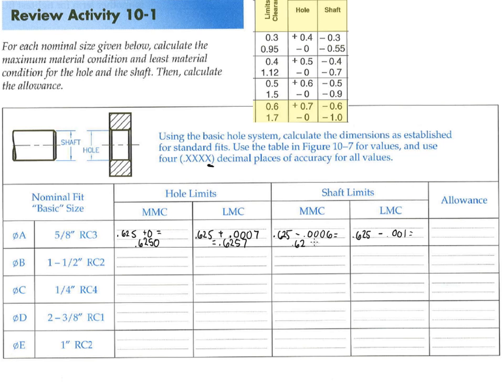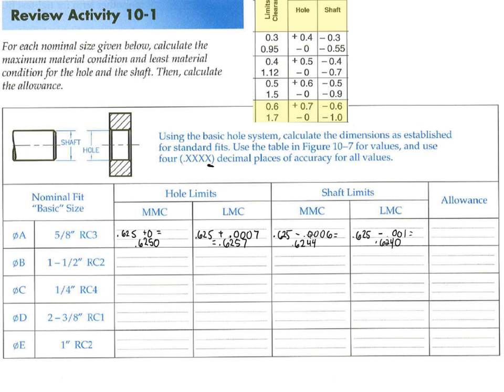And sorry about the graphics tablet. This is my first time using it to make a video, and I'm learning how to write on it. Okay. So this number here is bigger than that number there. So for the shaft, I chose correctly. That is my maximum material condition. This is smaller. Oh, I need a 0 right there. I need 4 decimal places. You can see that's clearly smaller. So that's my least material condition. That's a quick check you can do.